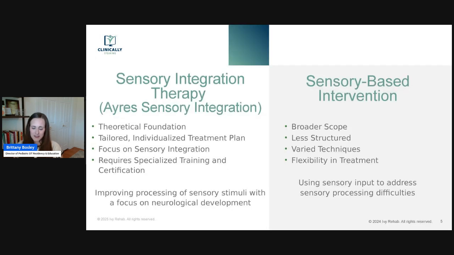So, with that, we wanted to differentiate between sensory integration therapy and sensory-based interventions. Sensory-based interventions are broader in scope and they're less structured, and there's varied techniques with flexibility between the treatment. Whereas AIR sensory integration has a theoretical foundation and it requires specialized training and certification beyond a master's or a doctorate level in occupational therapy.